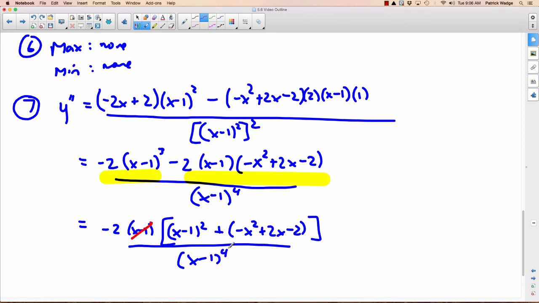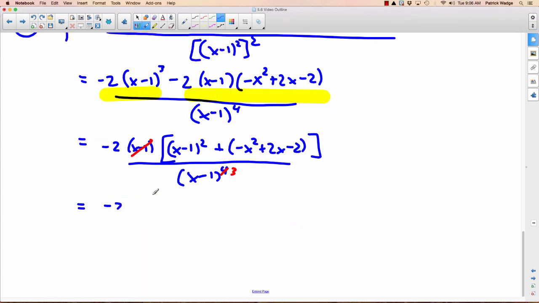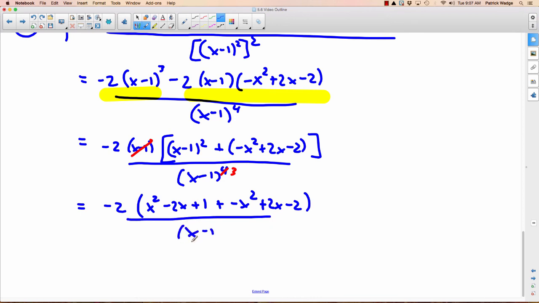Great, this will almost always happen. You have x minus 1 and x minus 1. This will drop down to a 3. So now you're going to need to expand this. So we have x minus 1 squared. That equals x squared minus 2x plus 1. And then we still have all this, negative x squared plus 2x minus 2. That's all over x minus 1 cubed.